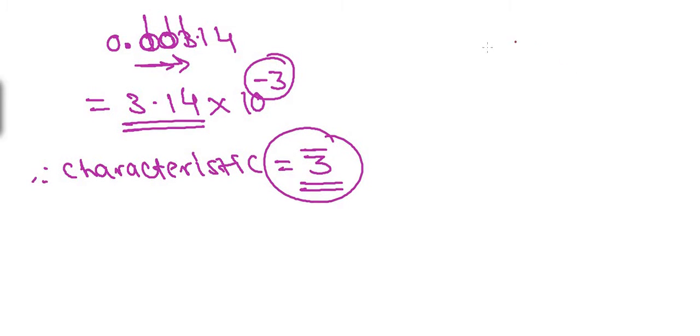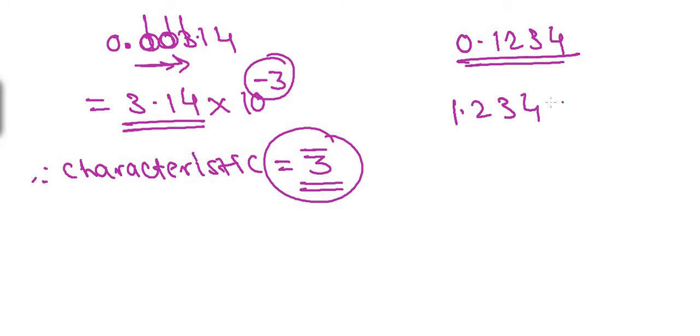Now consider one more example. 0.1234. Now write this in terms of a number between 1 to 10. 1.234 multiplied by a power of 10. Now the decimal is shifted towards the right, so the power of 10 would be negative. By how many positions? By position 1. So 10 raised to the power minus 1. And so what is the characteristic over here? The characteristic over here is equal to minus 1, but we write the characteristic as bar 1.